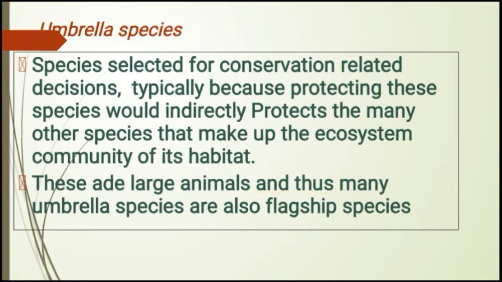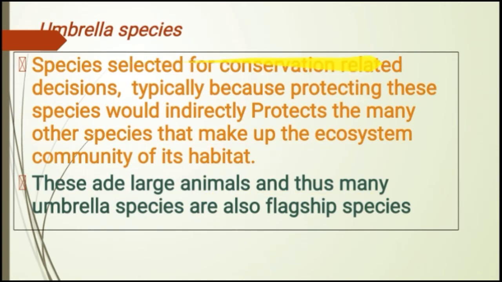Now we come to the umbrella species. A species selected for conservation-related decisions, typically because protecting these species would indirectly protect the many other species that make up the ecological community of its habitat. Now you know umbrella species have a very large basal cover area. If you support these species in any way, then you are also conserving, indirectly, many other species.